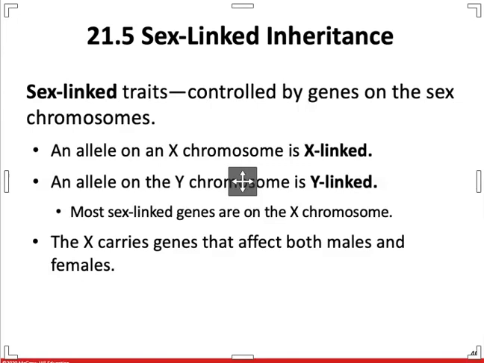An allele on an X chromosome is going to be X-linked, and an allele on the Y chromosome is Y-linked. Most genes on the X chromosome have no corresponding alleles on the Y chromosome, so these are referred to as the X-linked genes. The Y chromosome is much smaller than the X, and it carries far fewer genes. So X-linked genes are going to have a different pattern of inheritance.